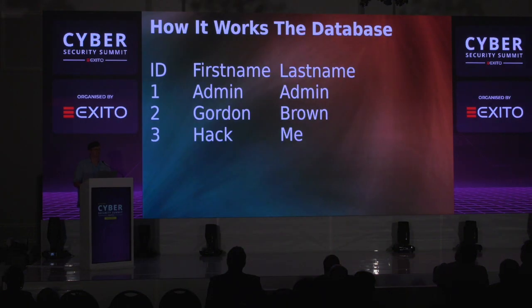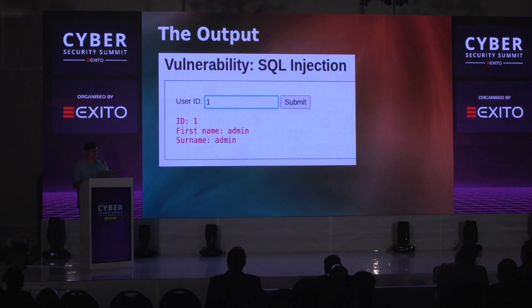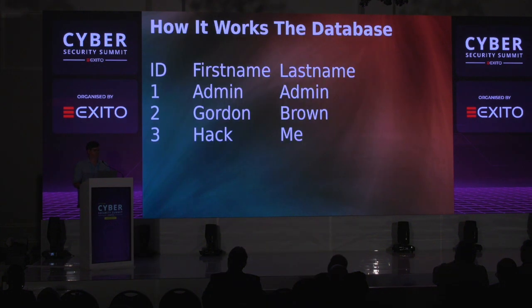Okay, so how this database works. Through this information that we've got as the output, I've been able to identify that there's 3 different fields. It's the ID, which is the number associated with the user, the admin, or the first name, and the surname, right? So in my mind, I build the database like this with 3 columns. I've got ID, first name, and last name.